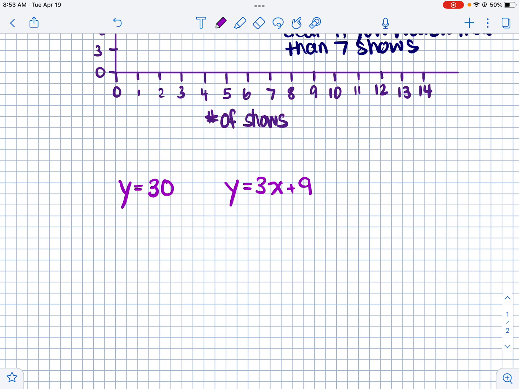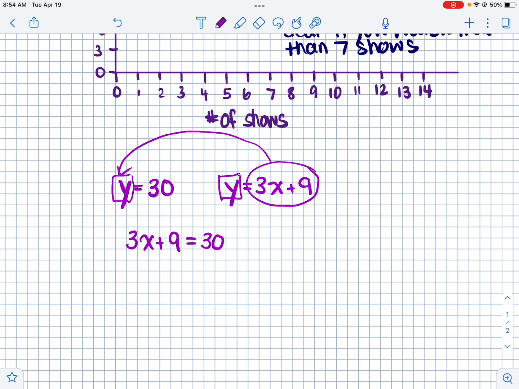I know that when they intersect, they're going to have the same y values. So what I can do is make these equations equal to each other. I can sub this y value in to that one, making it 3x plus 9 equals 30. So I've set the equations equal to each other because I know that they will have the same y value at their point of intersection.